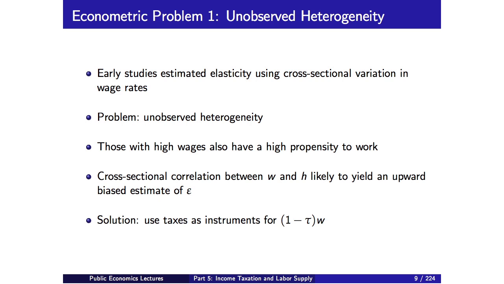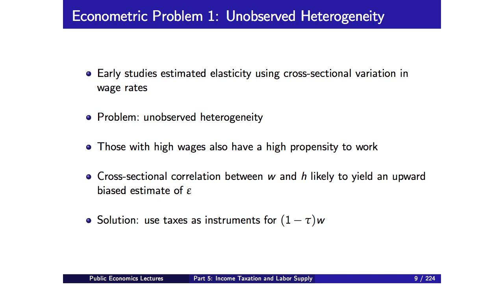Those with high wages are likely to have a high propensity to work for other reasons, right? There's some reason you have a high wage. It's not random. You might have gotten a lot of education. Maybe that means you're really motivated, whatever. And that's going to create a cross-sectional correlation. That's going to create a correlation between the error term epsilon and the wage rate. And as a result, just the cross-sectional correlation between these two things is likely to yield an upward biased estimate of the wage elasticity. So what's the solution to that that's used in the modern literature?